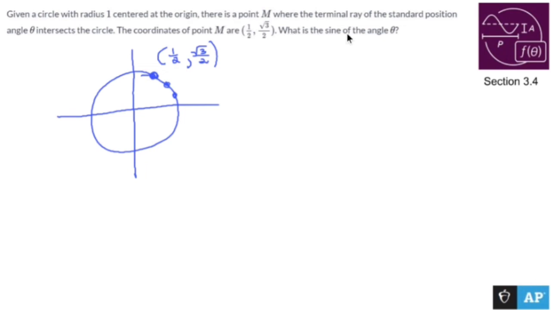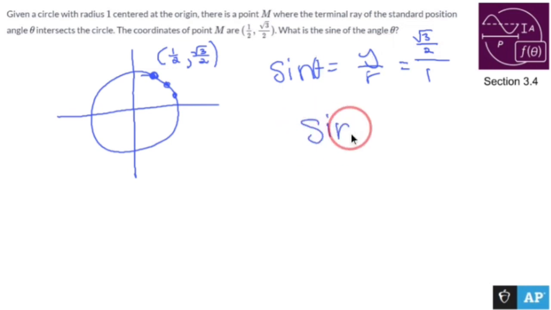What is the sine of angle theta? I don't even have to go that far. Basically, sine theta is y over r. R is 1, and y is root 3 over 2. So the sine of angle theta is just root 3 over 2.